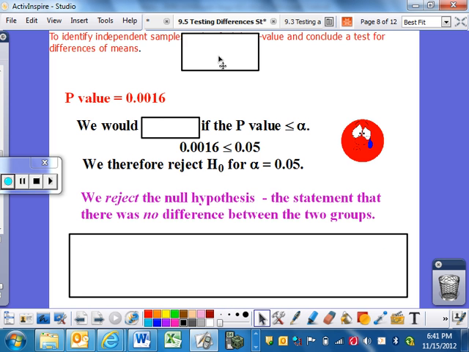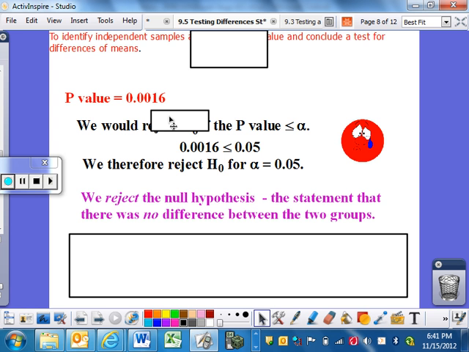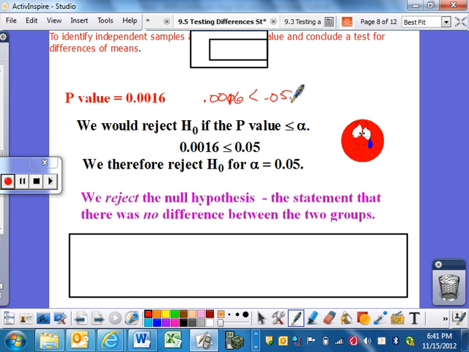That's my p-value, 0.0016. So we would reject as long as the p-value is less than alpha, correct? So yes, it is less than 0.05, which I have written right here. Since it's less than it, we reject the null hypothesis for that significance level. Alright? I would still reject it, so I'm not even going to go there.